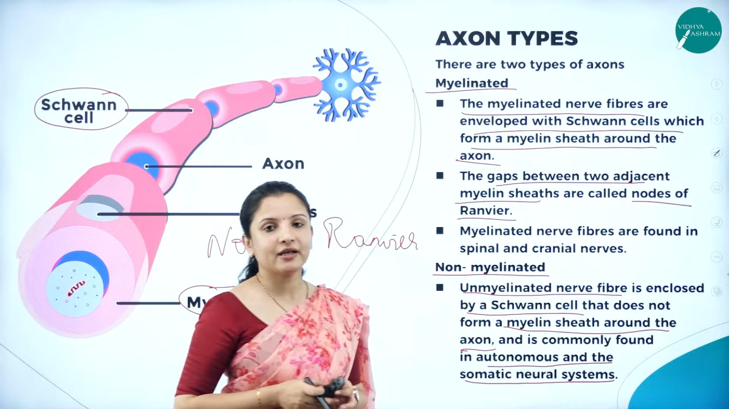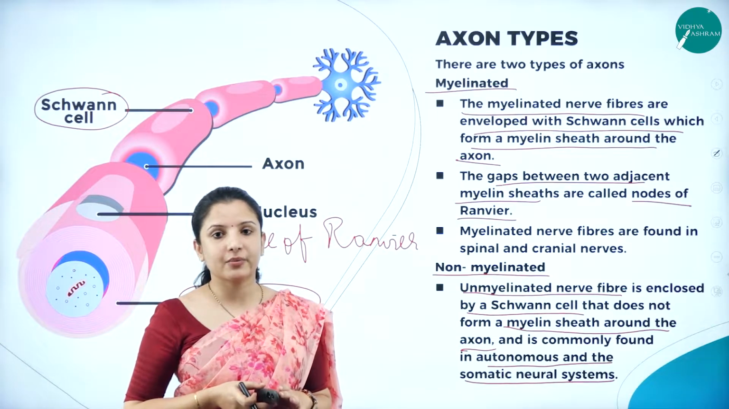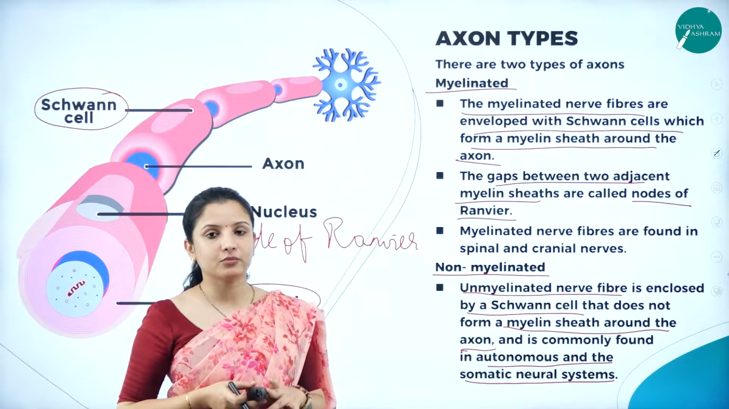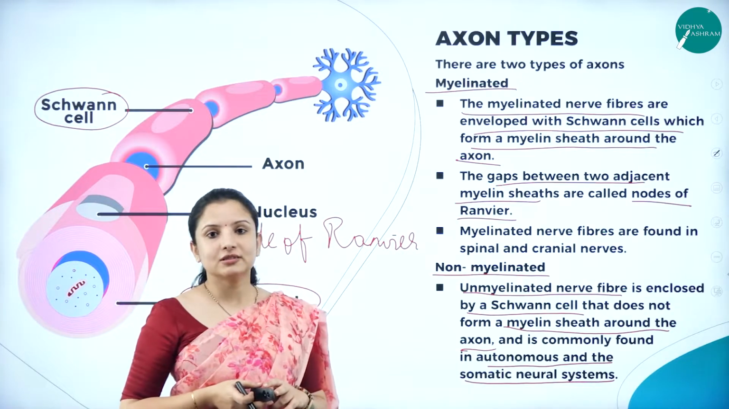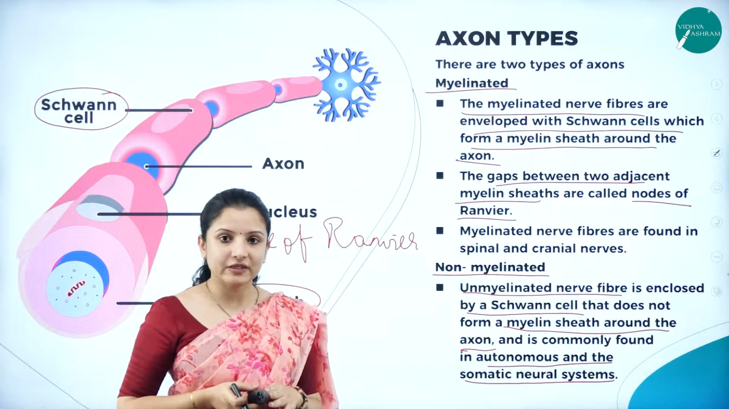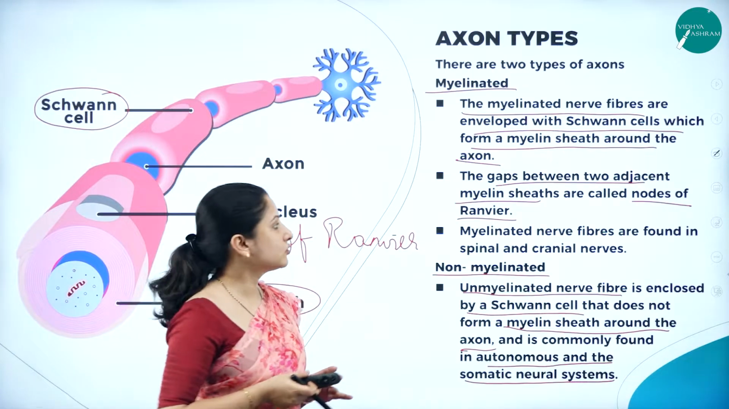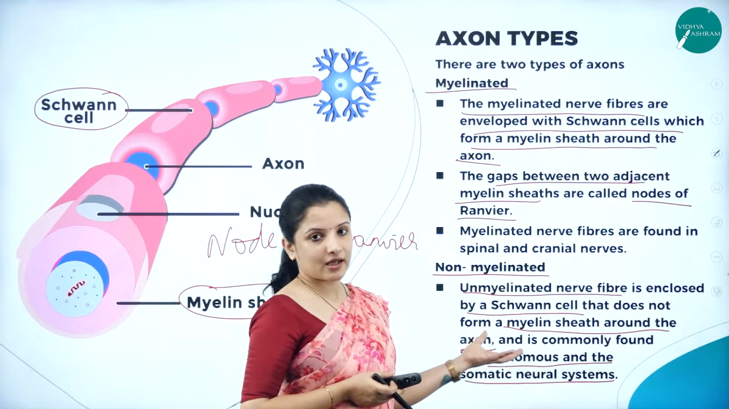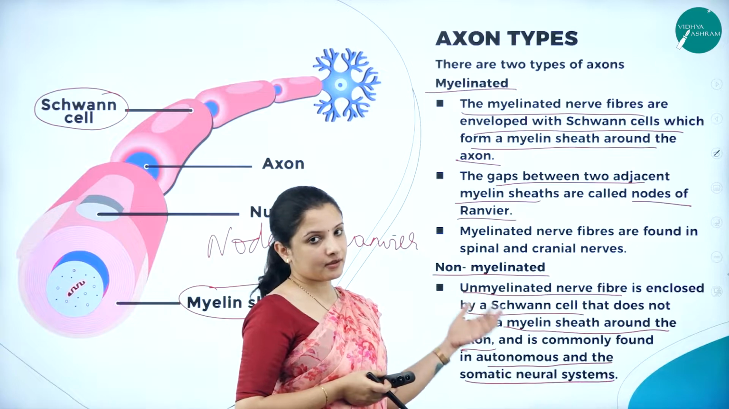We had studied two types of neural system in the peripheral neural system, that is the autonomous and the somatic neural system. You can go back to the previous session of this chapter and have a look into it. So that is where they are found. That is the non-myelinated axon.